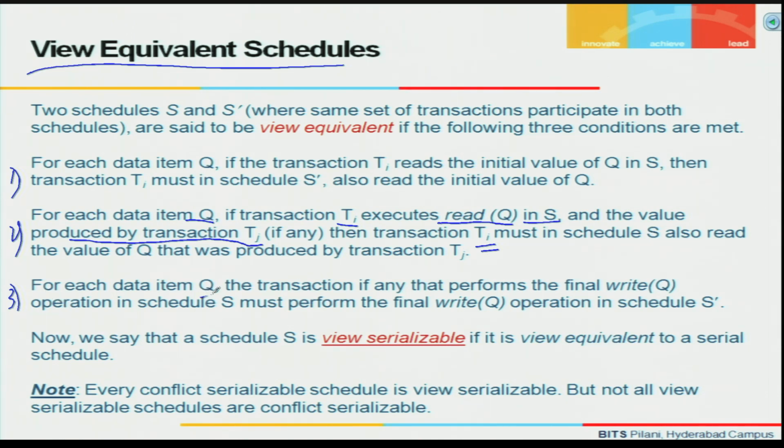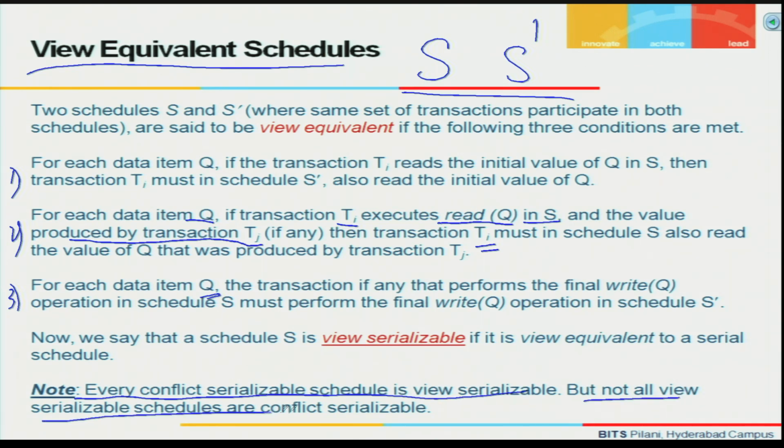Similarly, for each data item Q, if a transaction writes the final value of data item Q in one schedule, then that should be the transaction that writes the final value of Q in the other schedule. If all three conditions have been satisfied, then I can say that S and S dash are view equivalent. Note that every conflict serializable schedule is view serializable, but not all view serializable schedules are conflict serializable. This is a very, very important point to be noted with respect to conflict serializability and view serializability.